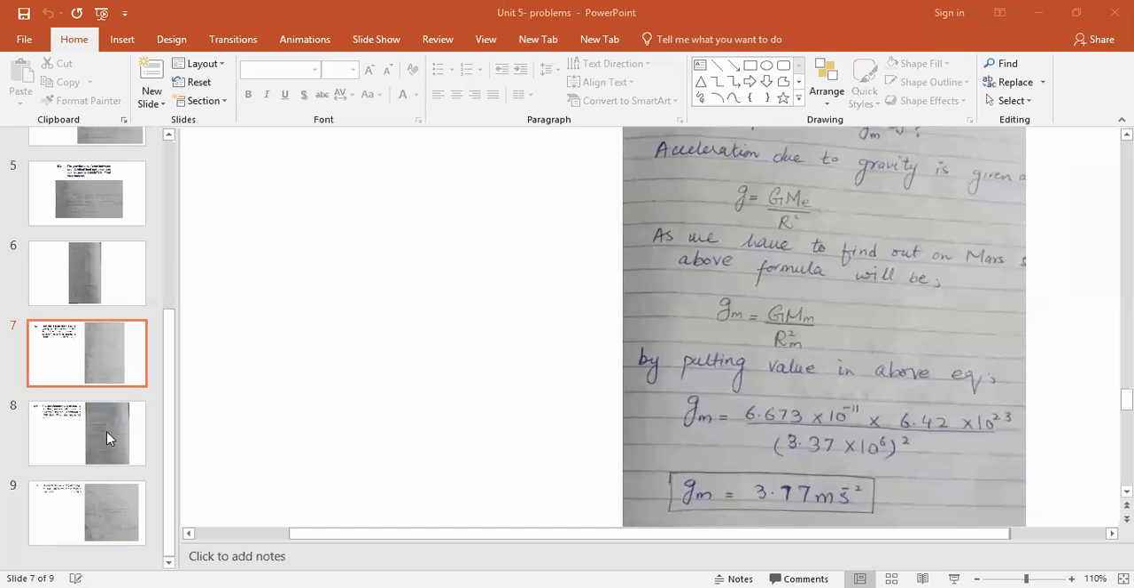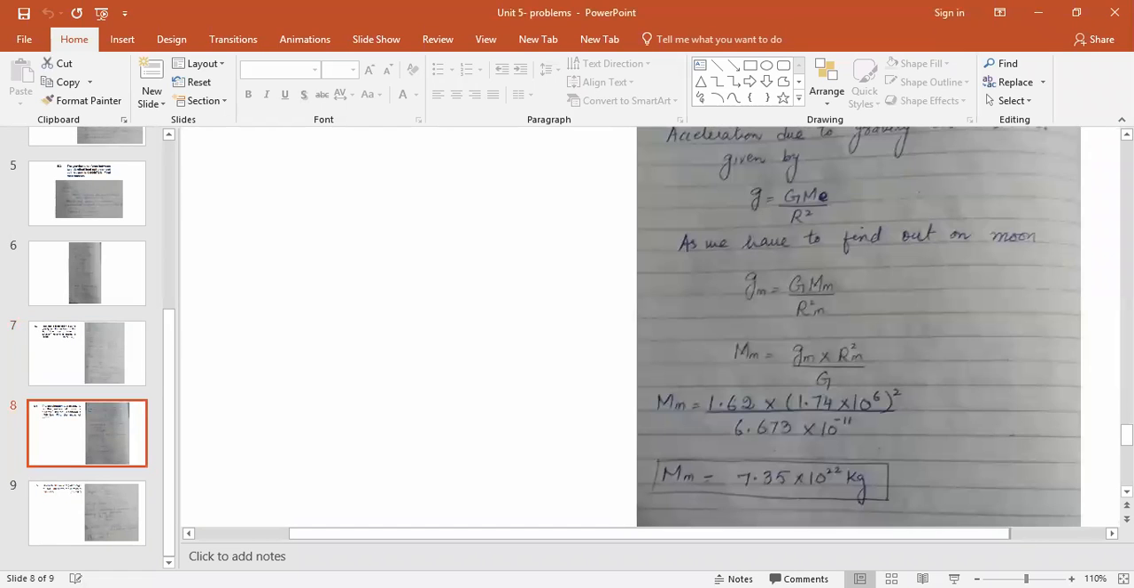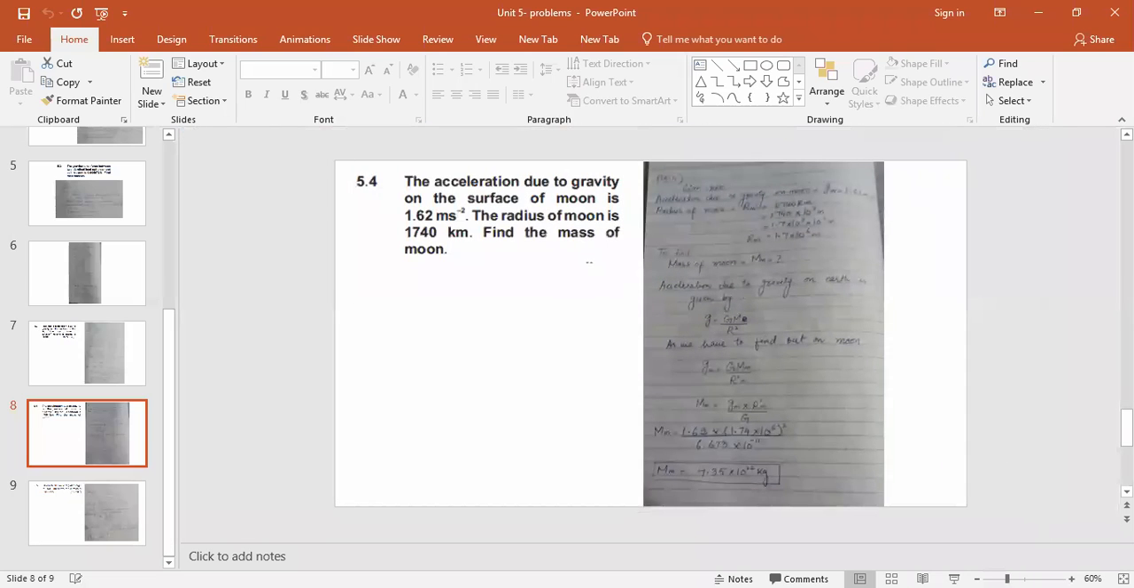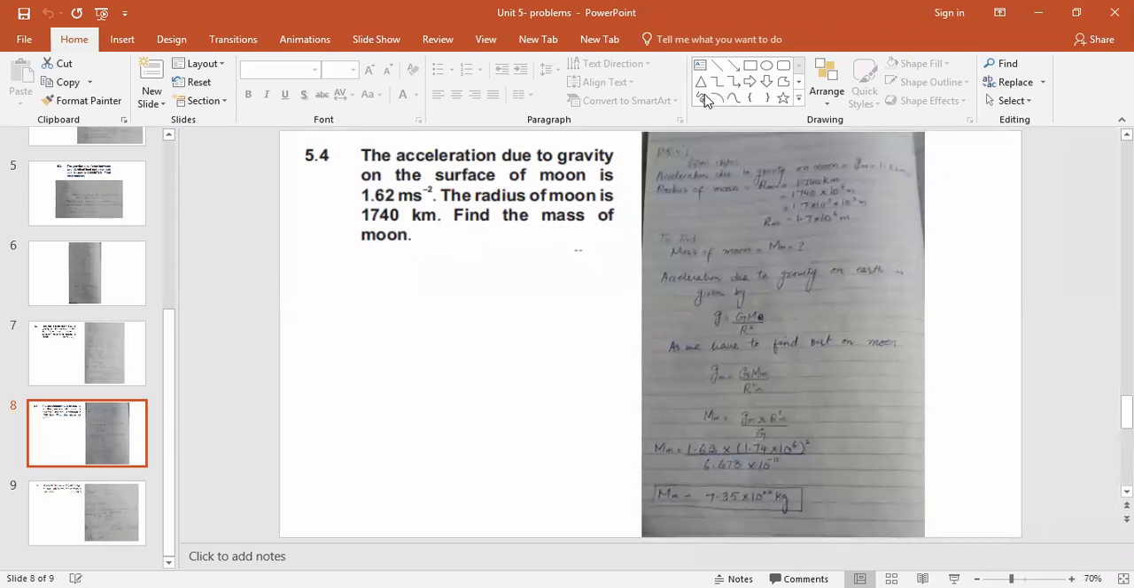Then coming to the next problem, which is 5.4. If I just read the problem for you, in this problem, what they have told us is that the acceleration due to gravity on the surface of the moon is 1.62 meter per second square. So they have given us the value of g on the moon, that is 1.62 meter per second square. The radius of the moon that is given to us is 1740 kilometer.